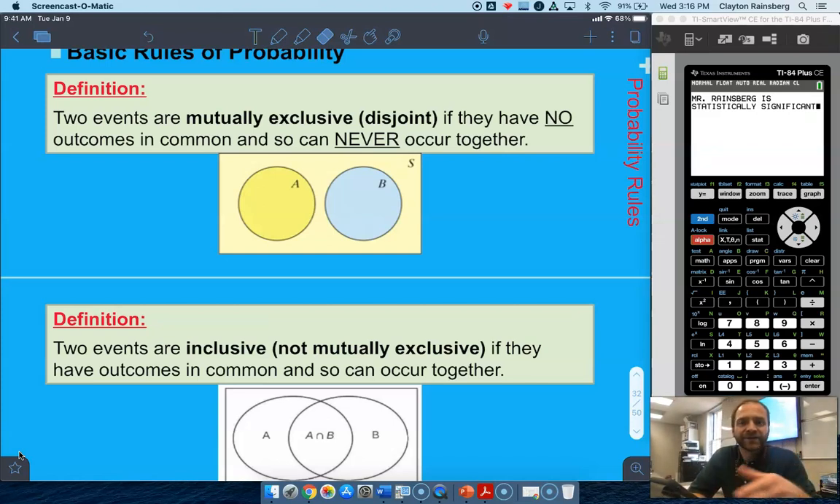Now, a mutually exclusive example would be, what's the probability of, and I really hope this works, drawing a spade or a heart? Well, a spade can't be a heart. There is no overlapping between those. That's mutually exclusive. There are no outcomes of hearts that are also spades.